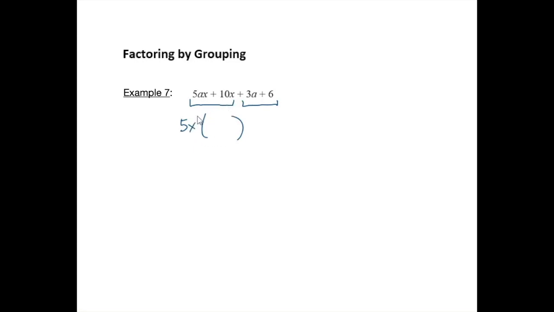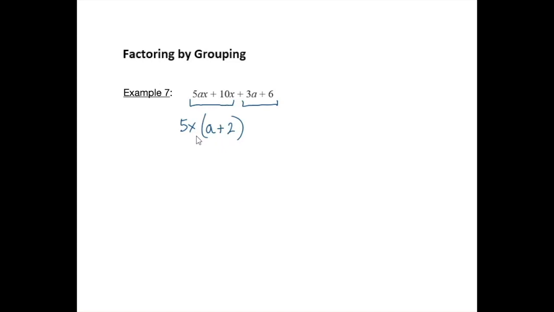When we distribute this 5x, what do we need to multiply by in the first term to get a 5ax? We need to multiply by a. Notice that's the only factor left after you factor out the 5 and the x. When we distribute the 5x to the second term, what do we need to multiply by to get a 10x? We'll need to multiply 5x times 2. And this is positive because we want a positive 10x.